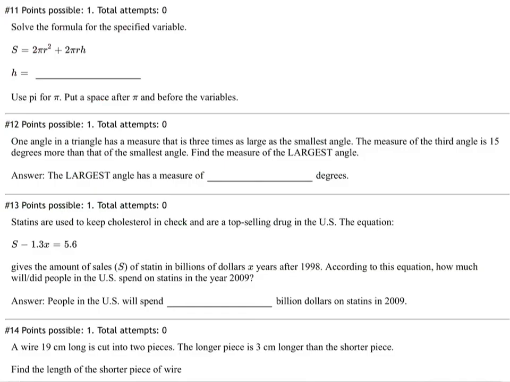Question number 12 is a word problem. It says one angle in a triangle has a measure that is 3 times as large as the smallest angle. The measure of the third angle is 15 degrees more than that of the smallest. Find the measure of the largest angle. Okay, so a little bit of word problem, small, medium, and large angles. So we have the smallest, the medium, and the large.